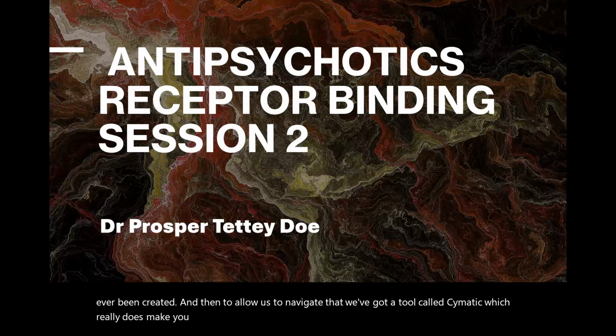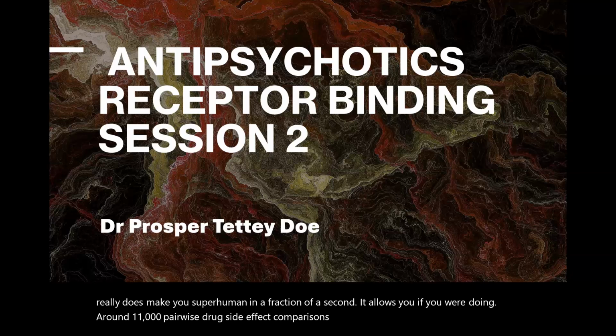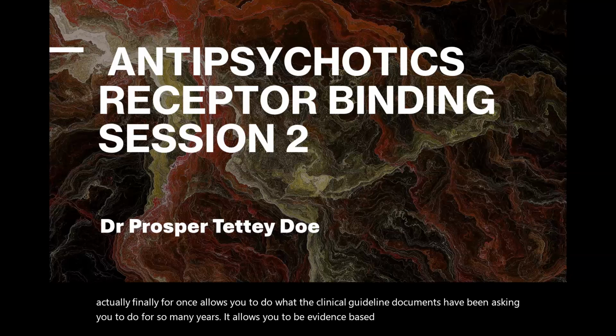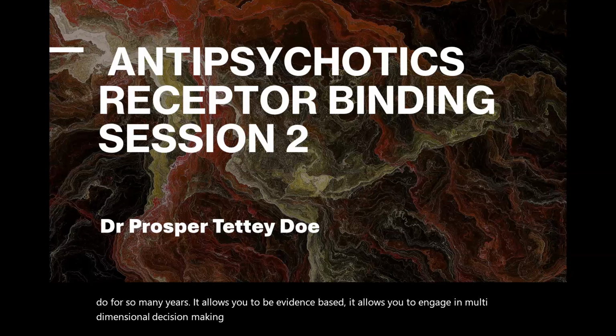In a fraction of a second, it allows you, if you were doing antidepressants and antipsychotics, to perform around 11,000 pairwise drug side effect comparisons. And by doing so, this is a tool that actually finally, for once, allows you to do what the clinical guideline documents have been asking you to do for so many years. It allows you to be evidence-based. It allows you to engage in multi-dimensional decision-making. But most importantly, it allows you to engage in shared decision-making with your patient.